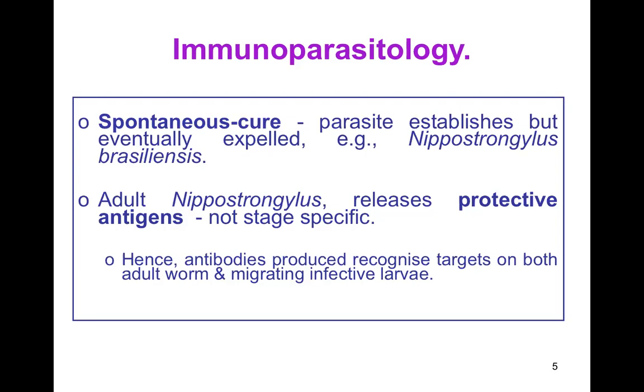But when Nippostrongylus brasiliensis releases protective antigens, which are not stage dependent, they will deter the immune response towards them. So antibodies will be produced which can recognize targets on both adult and migrating infective stages. But nonetheless, you'll find the exposure has enabled the parasite to establish an infection and will therefore proceed to an injurious stage.